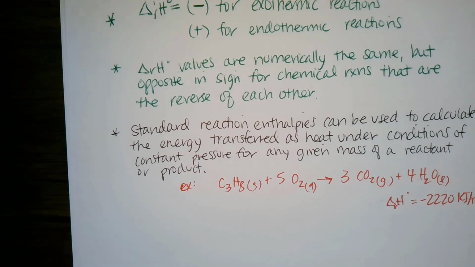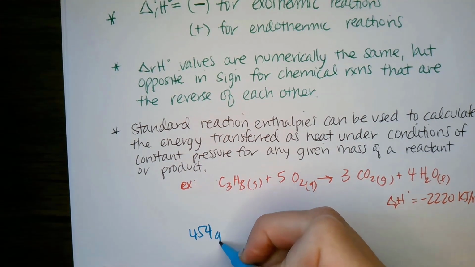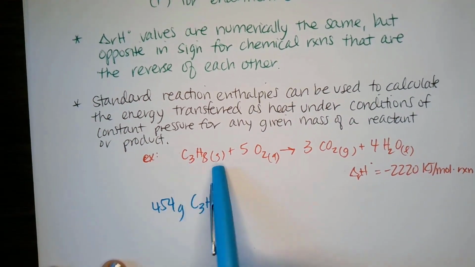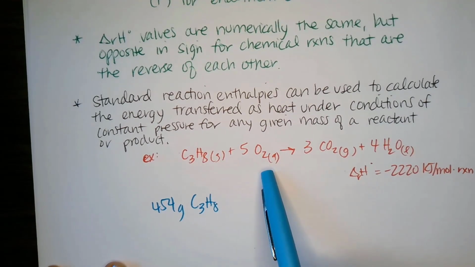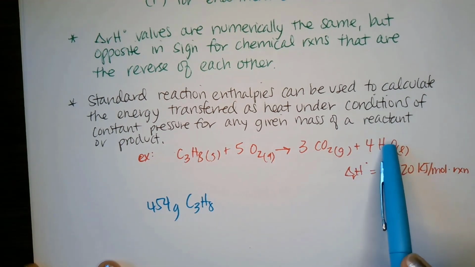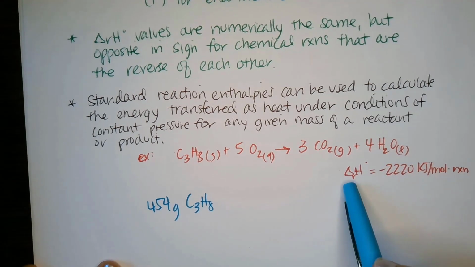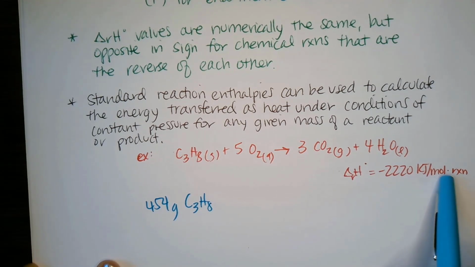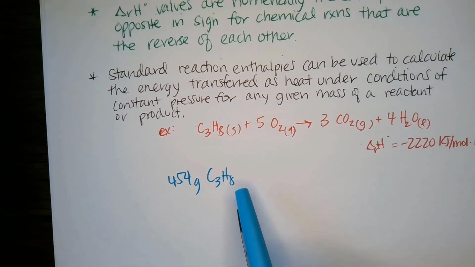So let's suppose you want to know the energy transferred to the surroundings as heat if 454 grams of propane is burned at a constant pressure, given the equation for the exothermic combustion and the enthalpy change of this reaction. We know that 1 mole of propane plus 5 moles of oxygen create 3 moles of CO2 and 4 moles of H2O. This is a balanced chemical reaction. And we're told that the enthalpy for this reaction is exothermic. We know that because of this negative sign. And it produces 2,220 kilojoules per mole.